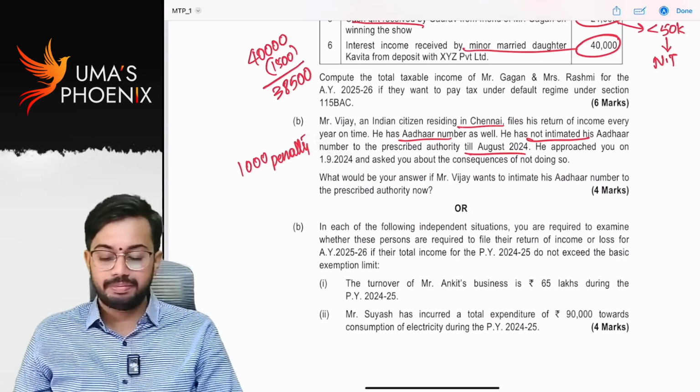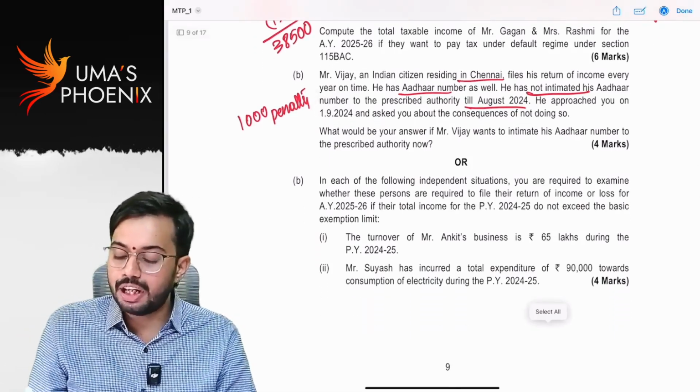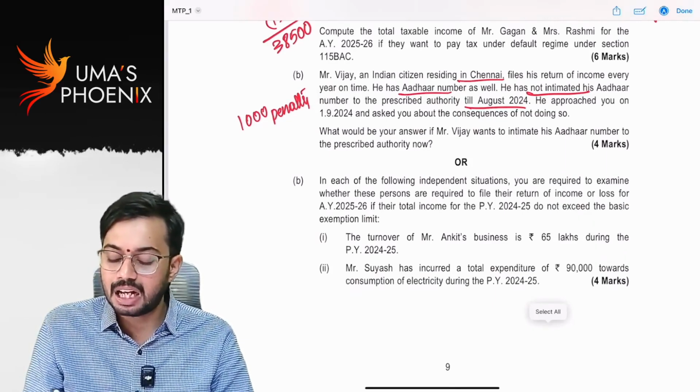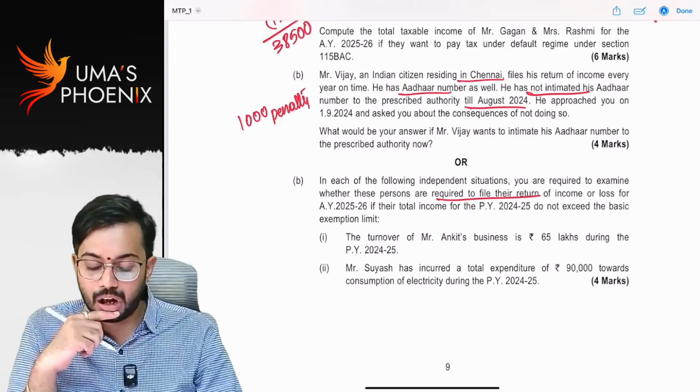Is it clear? In each of the following independent situations, you are required to examine whether these persons are required to file return of income or not.